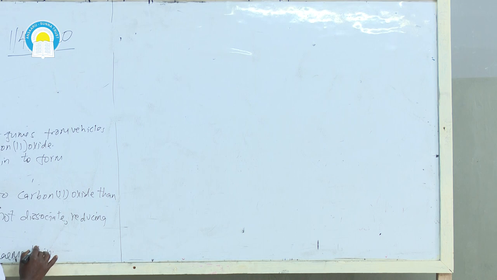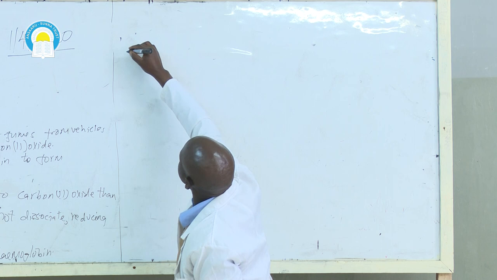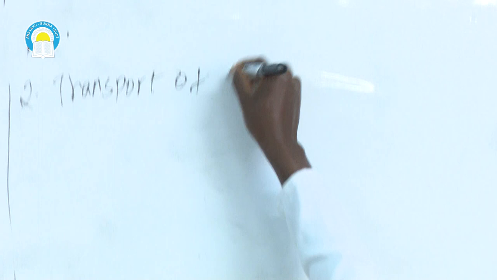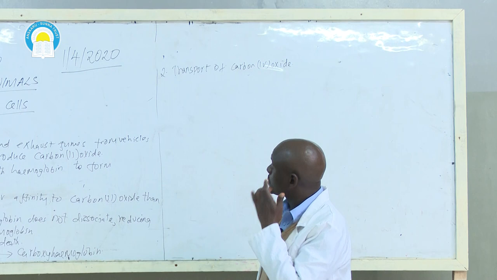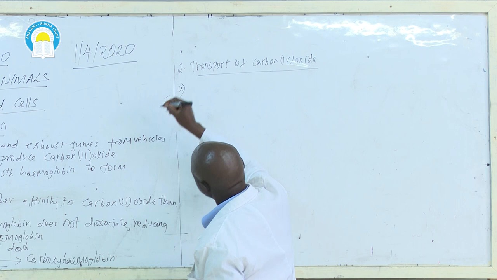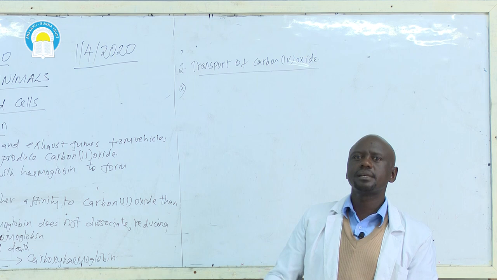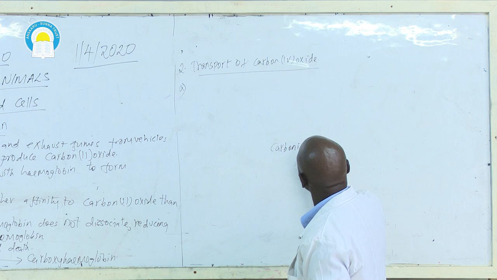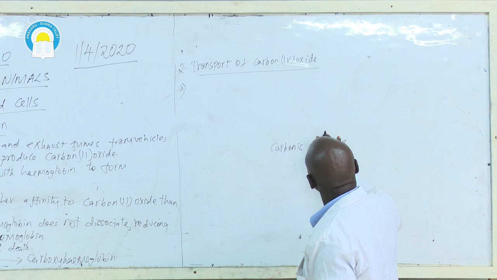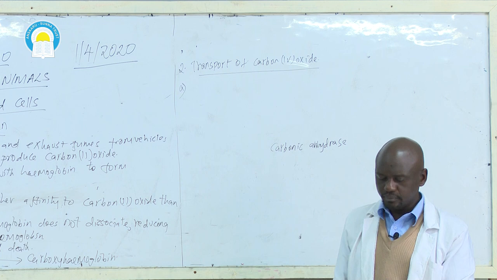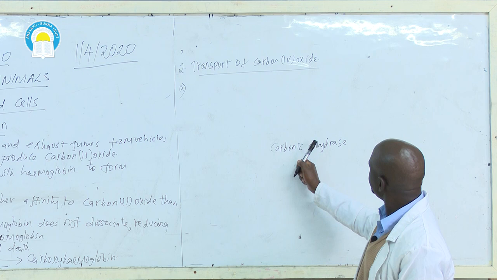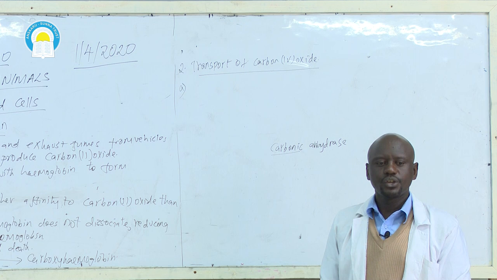So the function number two of red blood cells is transport of carbon 4 oxide. The red blood cells are involved in transport of carbon 4 oxide in two major ways. Inside the red blood cells, there is an enzyme known as carbonic anhydrase. This carbonic anhydrase increases the rate at which carbon 4 oxide dissolves in the water, in the plasma, to form an acid known as carbonic acid. And the carbonic acid thereafter dissociates.